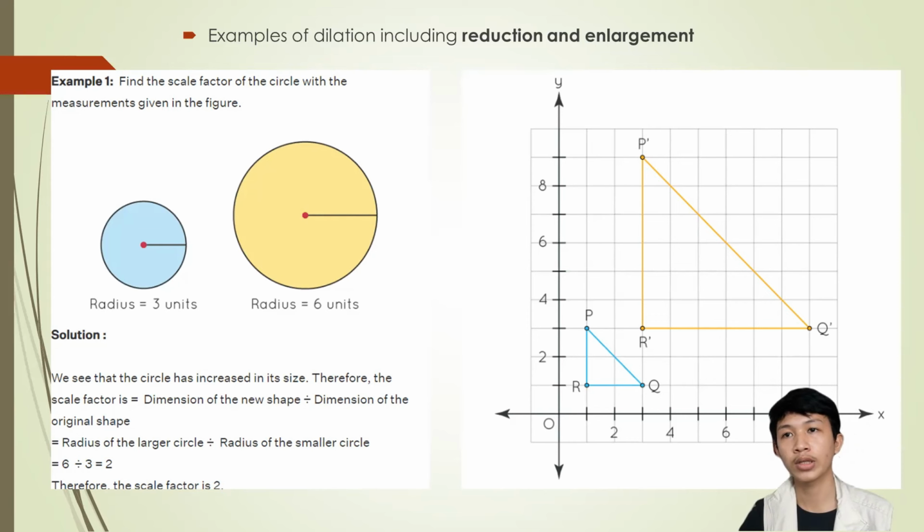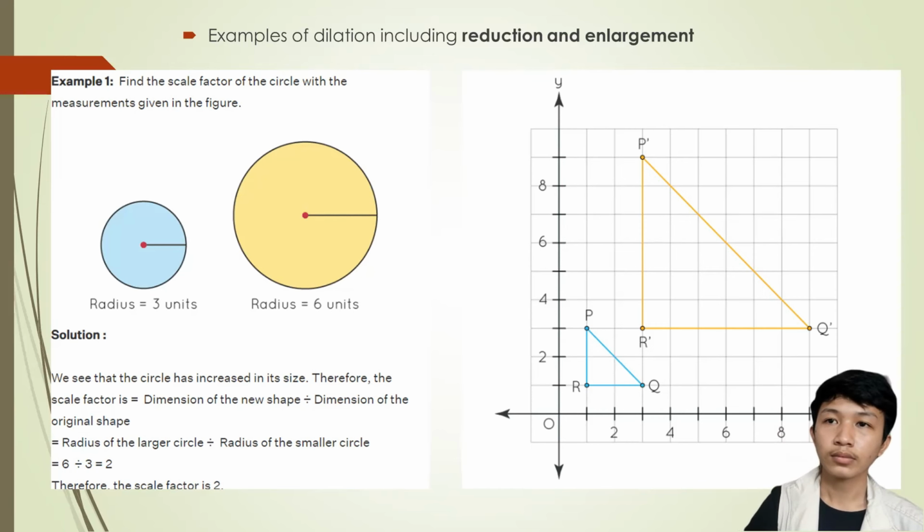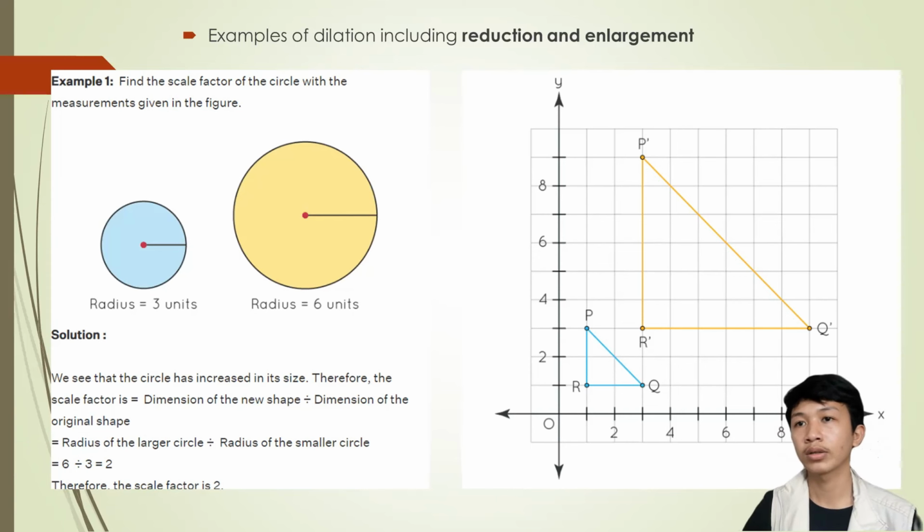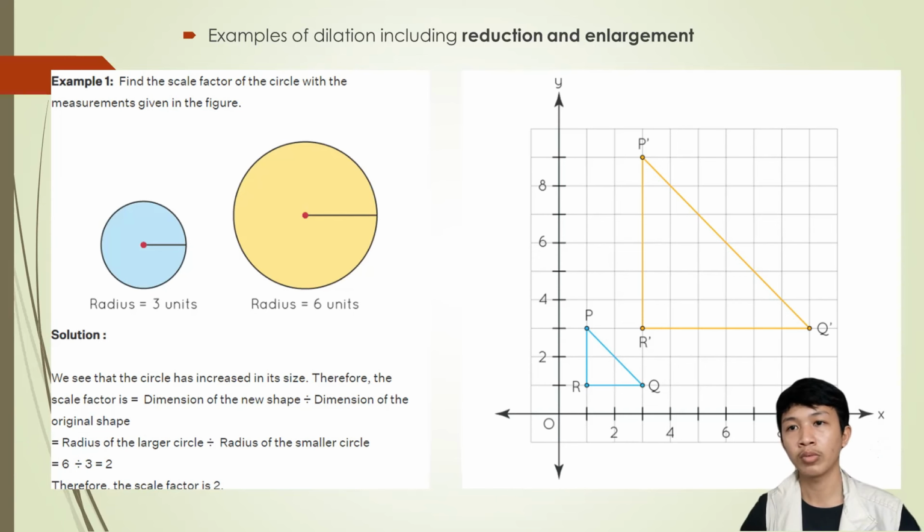Another example is this triangle in the graph. The triangle PQR is in this size, and if we enlarge it, it will become bigger, or the value will become higher.